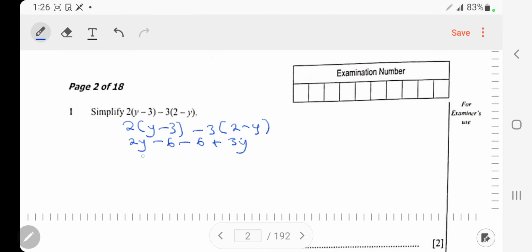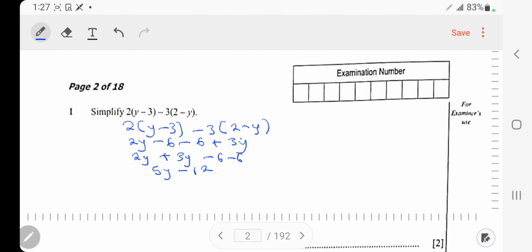Then from here we just collect the like terms. So we have 2y, then plus 3y, then we have minus 6 minus 6. So when we add these two, 2y plus 3y gives us 5y. Then negative 6 minus 6 will give us negative 12. So that's the answer for our first question.